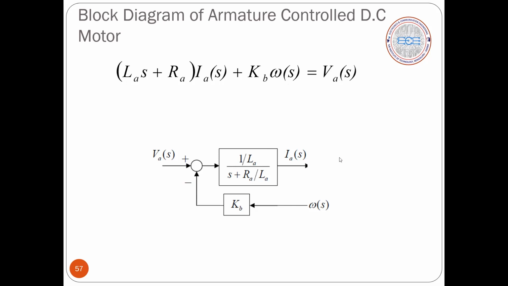So I have taken IA of S here as an output, and W of S is an input, and VA of S is an input here, and this is what the output. This is the piece of block diagram I can write for equation 1. Any doubt? Hope it is very clear. Get an expression for IA of S.